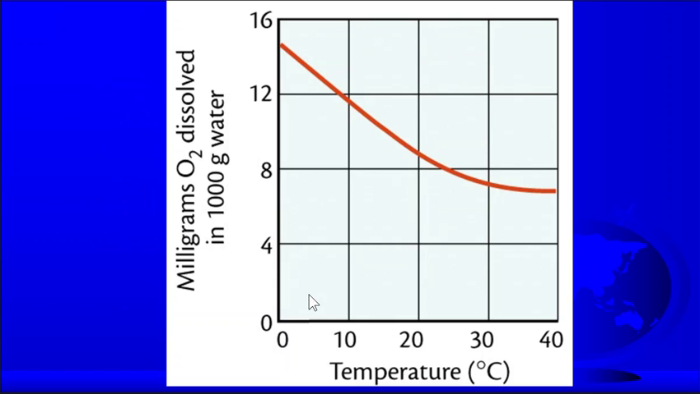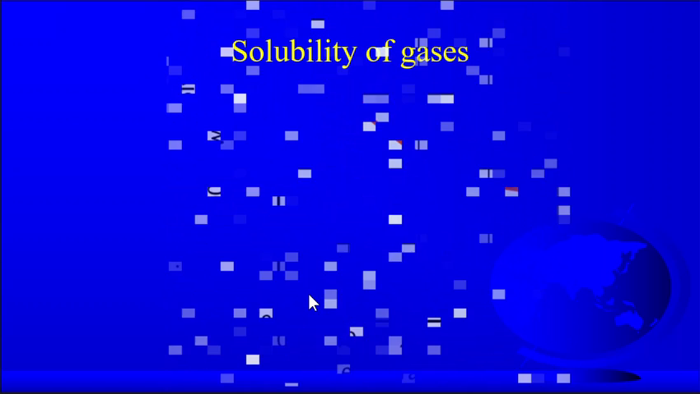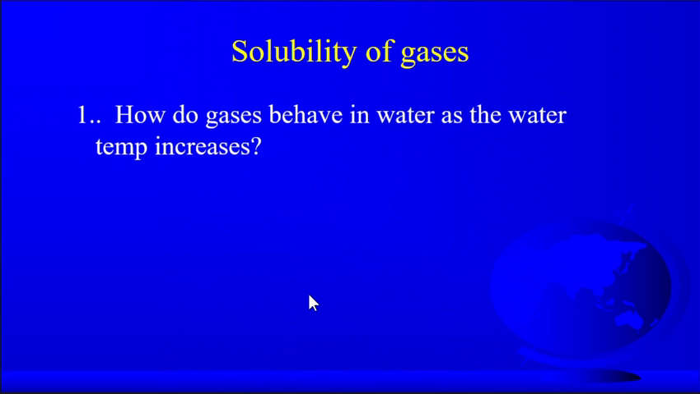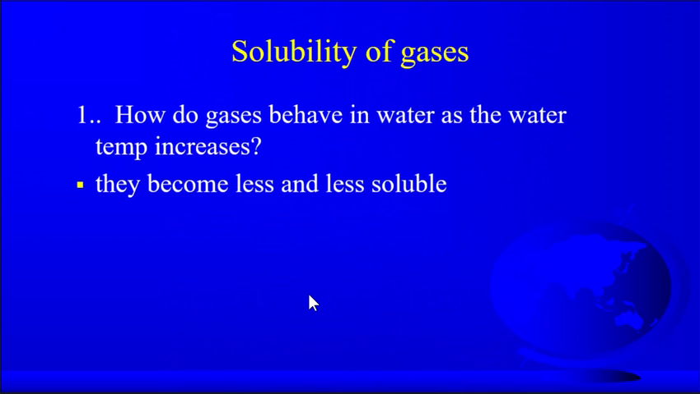Check it out. I think all your solubility curves that we messed around with, they were all going up. All the solubility curves went up. For gases, they go down. Gases become less soluble as the temperature increases. So, how do gases behave in water? As the water temperature increases, they become less and less soluble.